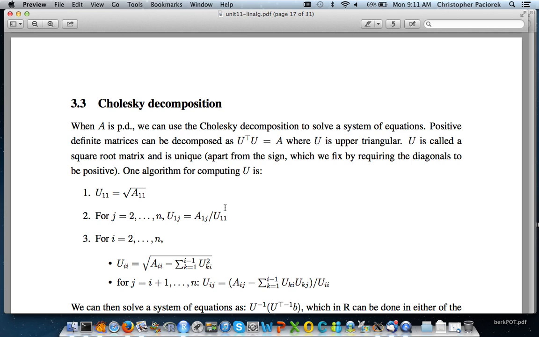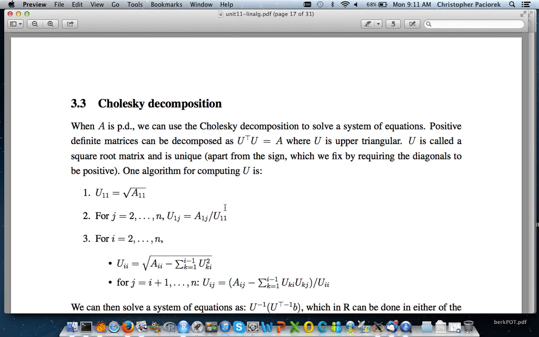And then on Wednesday, I'll hit some of the highlights of Eigen decompositions and singular value decompositions without going into a lot of the computational details. So that's basically the plan for the rest of this unit on linear algebra.